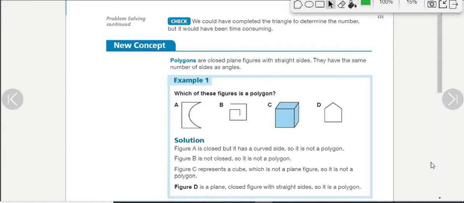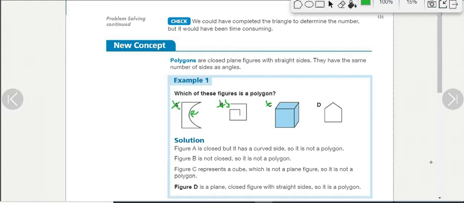Course 3, Lesson 19, talking polygons, which is a fancy math word for shapes. A polygon or shape is a closed plane figure with straight sides. They have the same number of sides as angles. So, wrong here because this isn't a straight side. Wrong here because it's not closed. We got an opening. Wrong here.